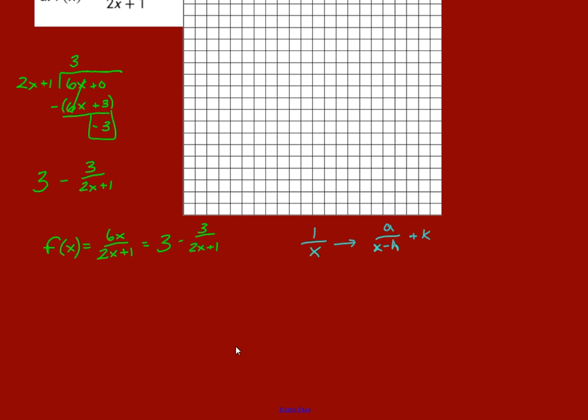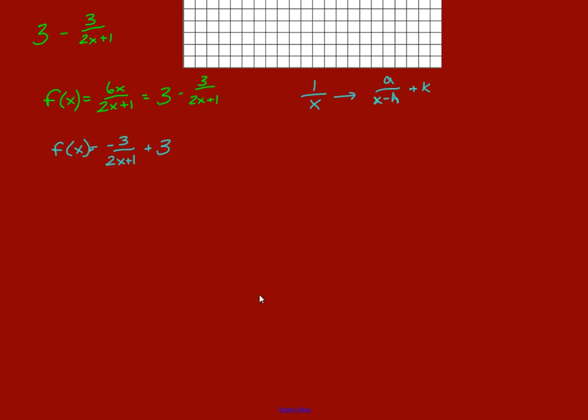So when I do this, I'm going to call this function g of x. It's a new function here. It's the same thing. Actually, no, we can keep it f of x because that's what it is. We've already rewritten it that way. It becomes a negative 3 over 2x plus 1 plus 3. I just rearranged it. I put the negative 3 over 2x plus 1 first and the 3 second. So I need the vertical asymptotes and the horizontal asymptotes.